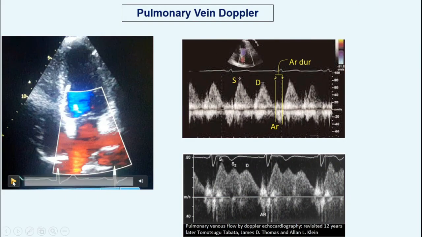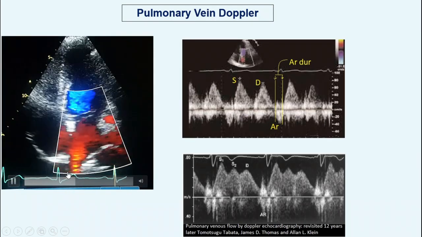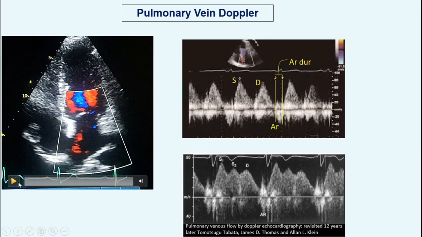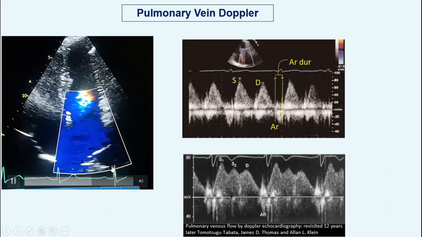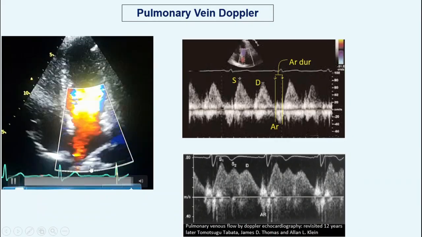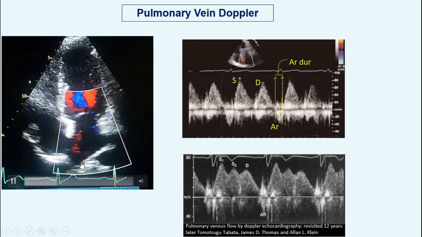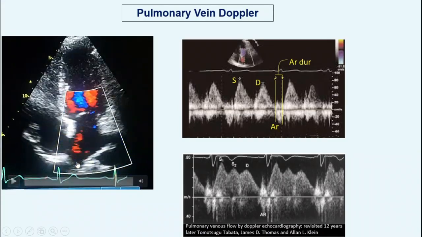Pulmonary vein Doppler. For pulmonary vein Doppler, we get a 4-chamber view and try to find the blood coming from the pulmonary vein, as you see in this clip. If we cannot get it, just try to angle or fan up or down until you see the pulmonary vein, or even sometimes increase your color gain or decrease the color scale. And finally, when you see the pulmonary vein completely, put the sample volume 1 to 2 centimeters inside the pulmonary vein and hit the pulse wave button.